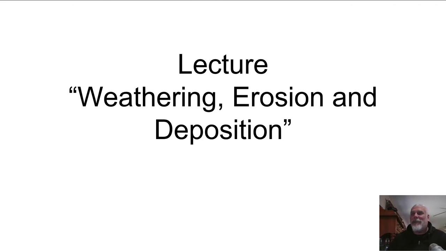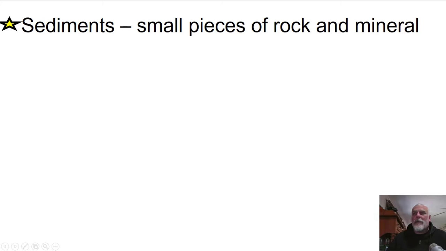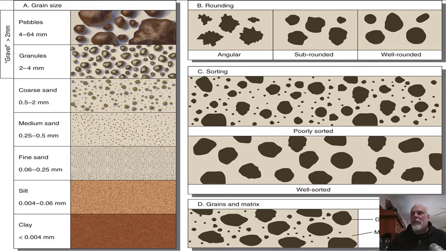Let's get started. First, we need to know what sediments are. Sediments are small pieces of rock and mineral. You may have heard of the term sedimentary rock. Well, sedimentary rock is made up of small pieces of rock, and those small pieces of rock can vary in size, and they are classified by the size that they are.